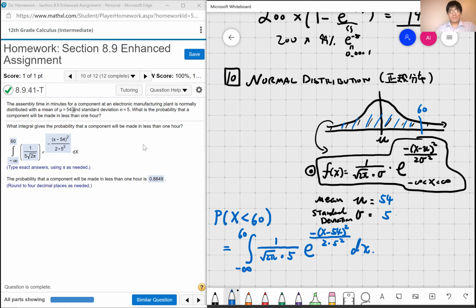Now, let's use a calculator. The reason for using a calculator is that the problem said T, which means we need technology. We will use the technology to find the answer. This is a very well-known function, and we know that it cannot be integrated by hand. So we need to use a calculator, and I'm going to show you the calculator.